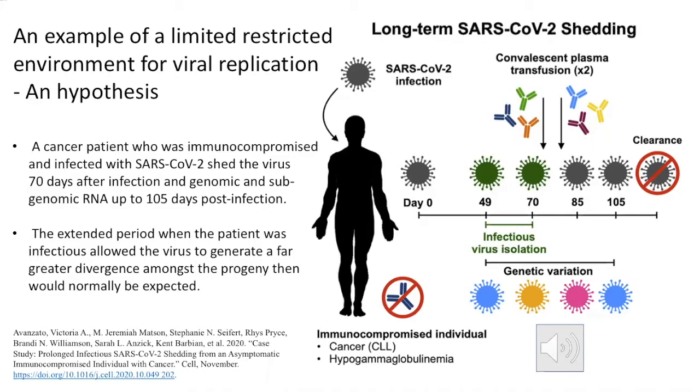So an extended infection in an immunocompromised patient could give rise to the accelerated evolution that we observe in lineage B117. Now, I should point out at this stage that this is just a theory, but it provides a very good hypothesis that we can test. If it is true, then it makes it of even greater importance to protect patients in hospitals from being infected with SARS-CoV-2.